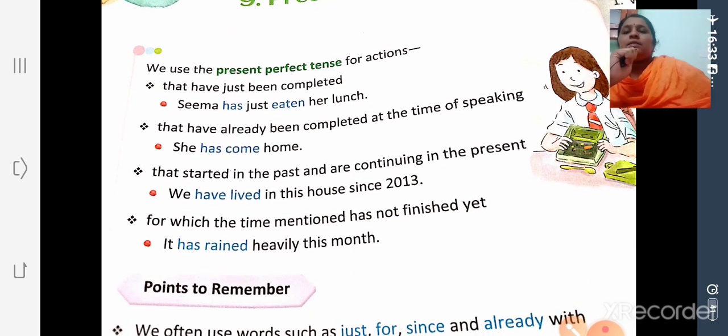Okay. Present perfect tense. So we use present perfect tense for actions that have just been completed. So just completed actions. We always use present perfect tense for denoting completed actions.